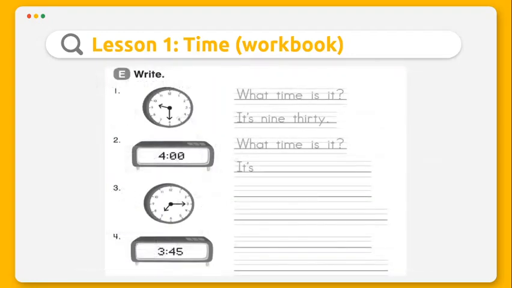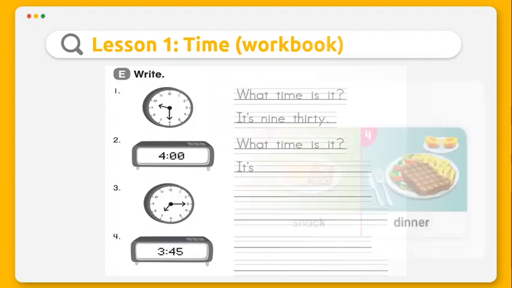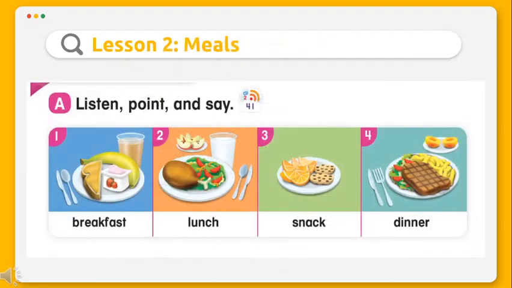Then in exercise E, it says write. In this case, you have to add the question at the beginning, like what time is it? And then write the correct time. Then here we have Lesson 2, Meals, and here we are going to listen to the vocabulary words. Page 66. Lesson 2.